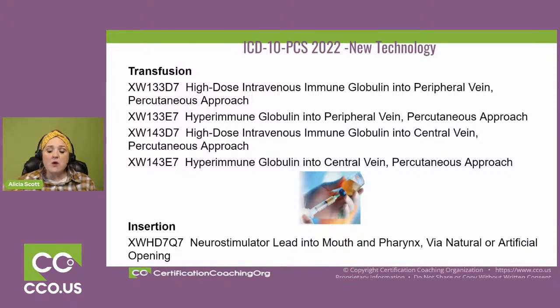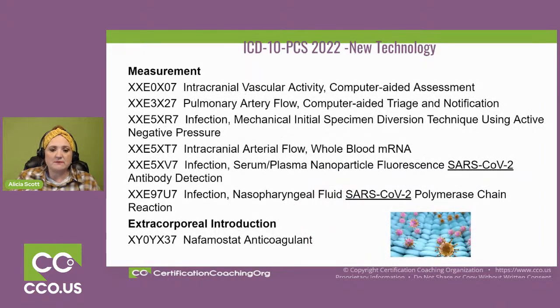But now this one is for the mouth and the pharynx. And I couldn't figure out why we would put a neurostimulator in the mouth or the pharynx unless it has something to do with being able to swallow. And maybe it has to do with that. So that was kind of interesting. New technology. Do some research in there and see if you can find out more about that.